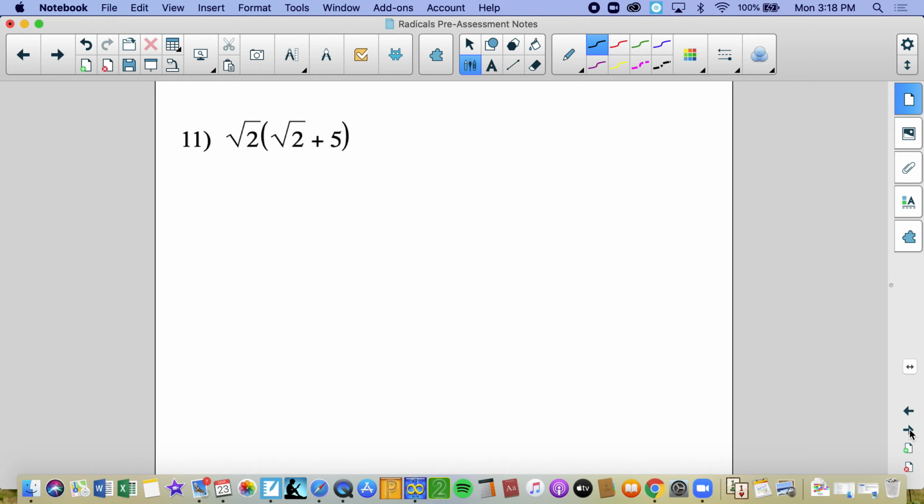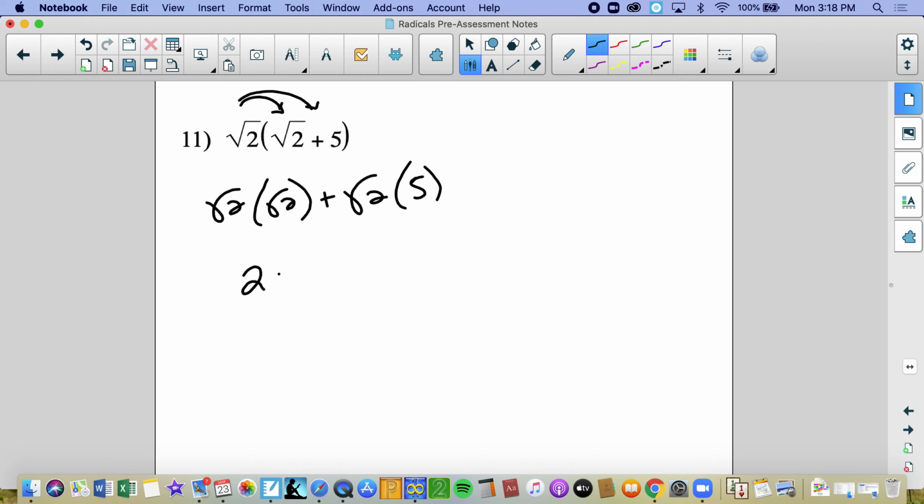We're distributing. We have a monomial times a binomial. So we're going to distribute that monomial into each of the terms in the binomial. Rad 2 times rad 2 is 2. Rad 2 times 5 is 5 rad 2.